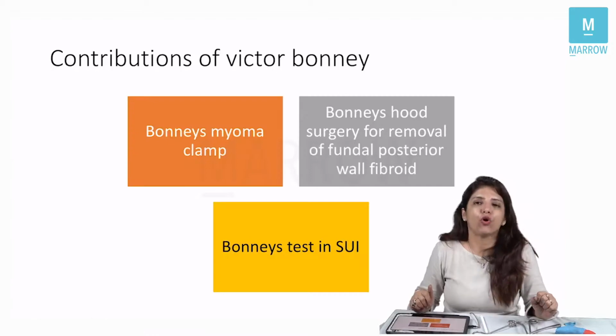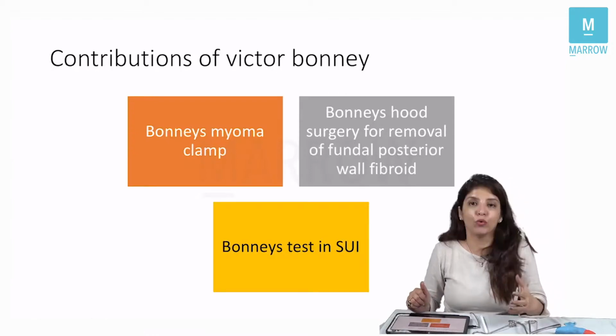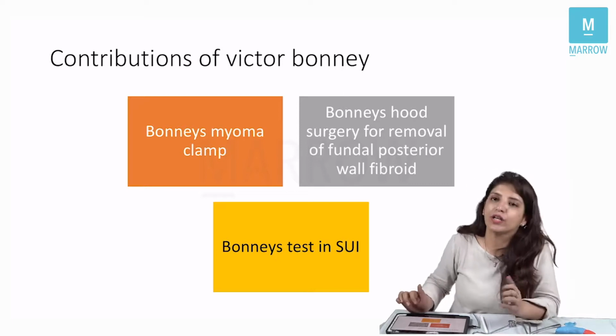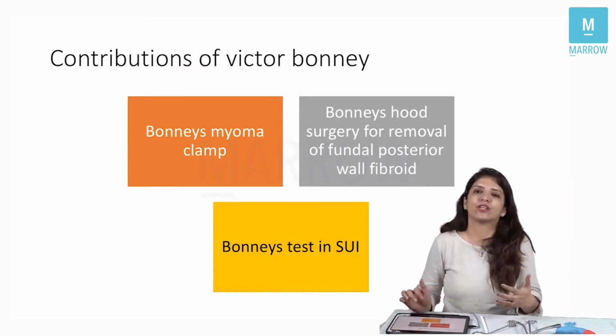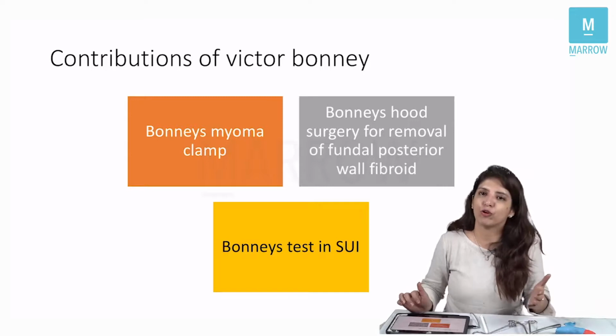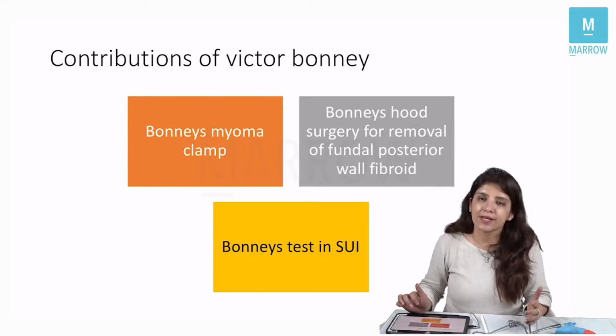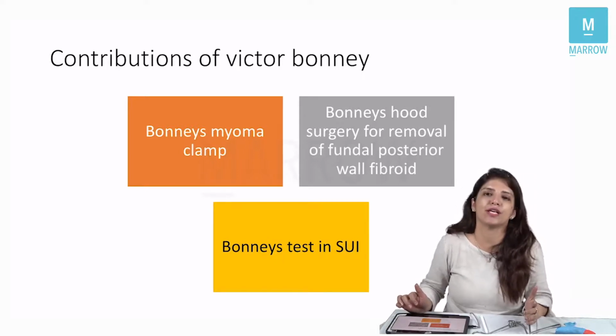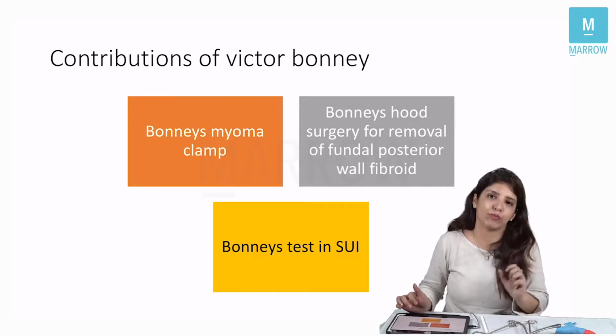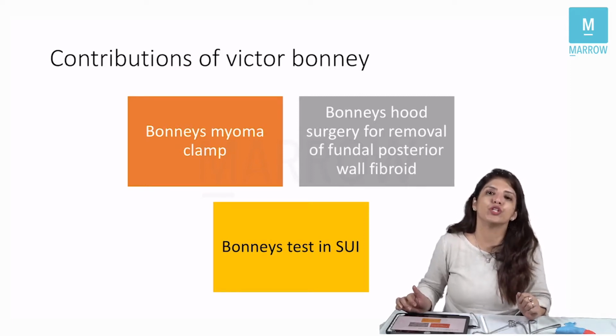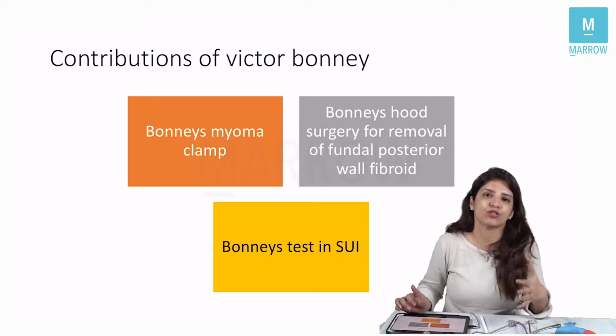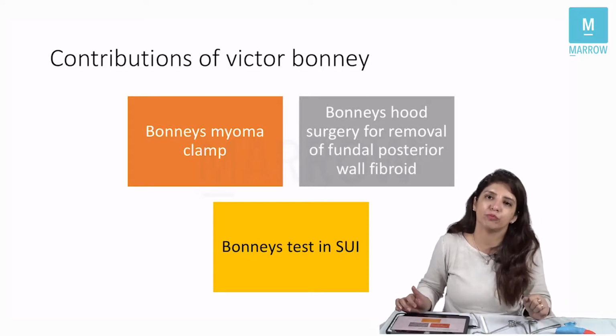Right? Now, what are the contributions of Victor Boni, right? So this was a Boni's clamp. So what other things are named after Boni? So there are 3 things which are named after Boni. One is the myoma clamp. The other is a Boni's test, which is done in case of stress urinary incontinence. And third is a Boni's hood surgery. Boni's hood surgery is a technique for removing the posterior wall fundal fibroid. So if there is a fundal fibroid on the posterior wall of the uterus, then you use a Boni's hood technique, right? So these are the 3 things which are named after Victor Boni, right?